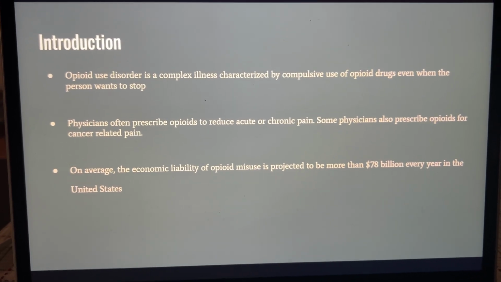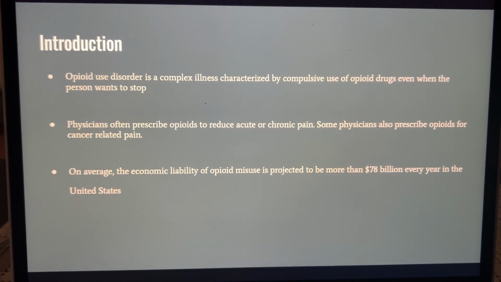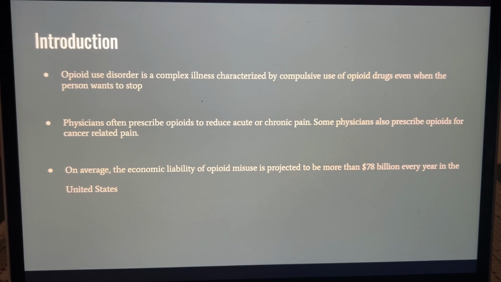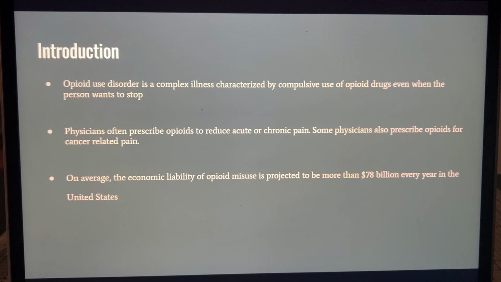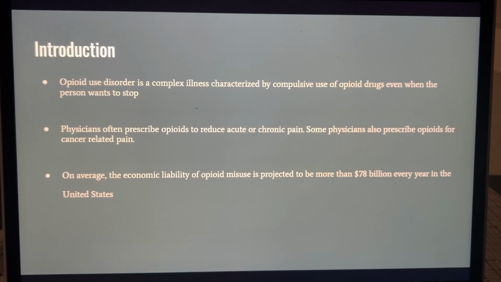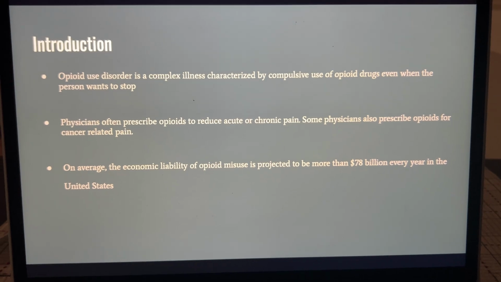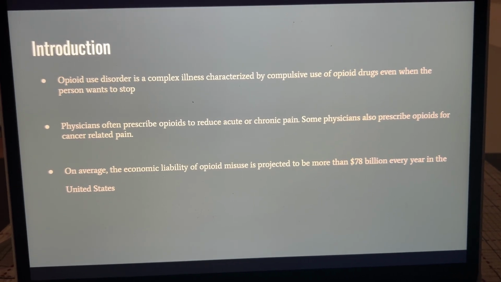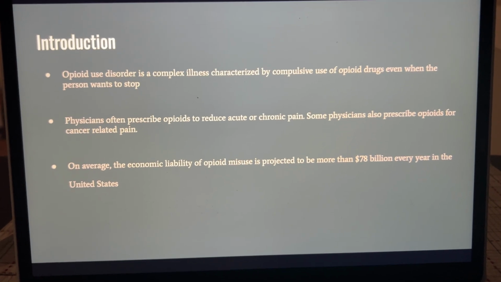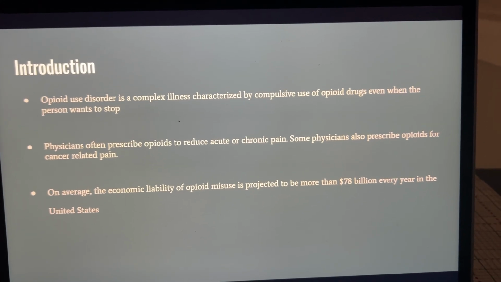The opioid crisis costs the United States billions of dollars every single year. On average, the economic liability of opioid misuse is projected to be more than $78 billion every single year in the United States. And this study was specifically done in 2018, so I'm sure reflecting on a study from 2024, it would be much higher.